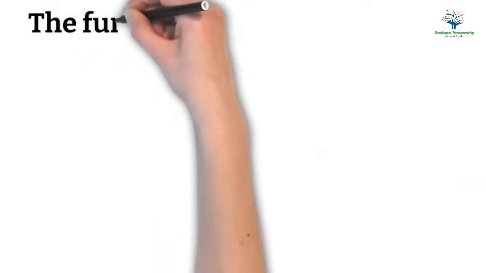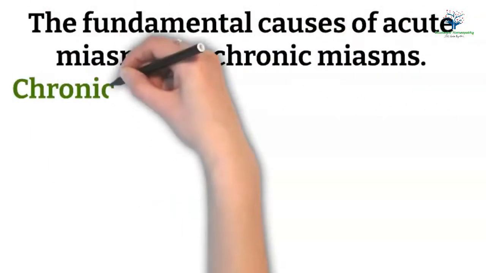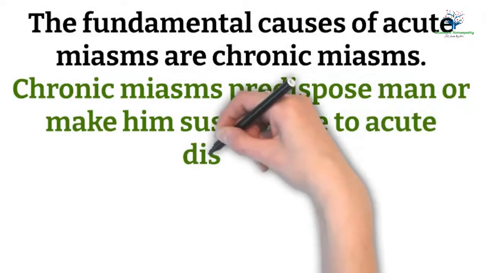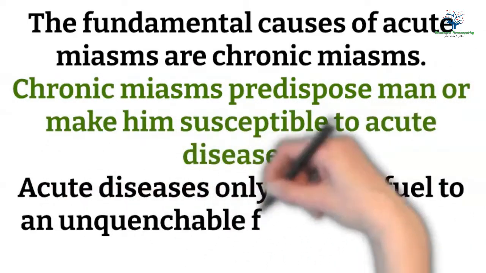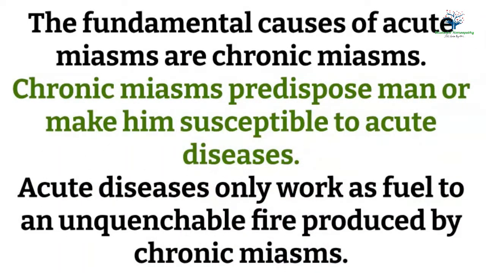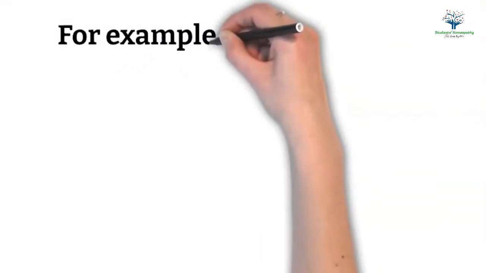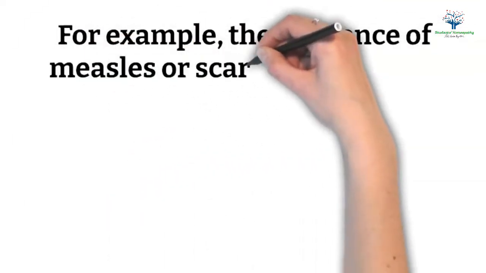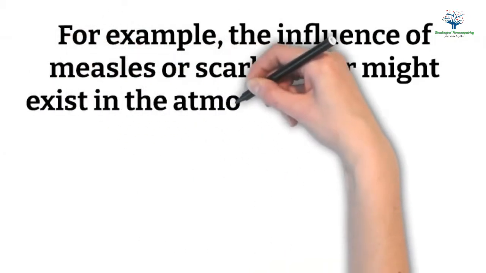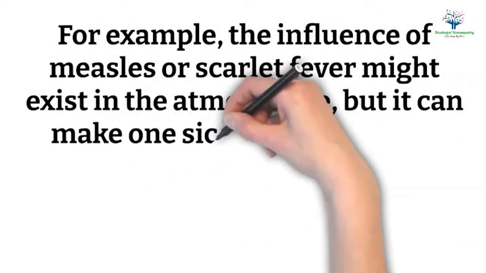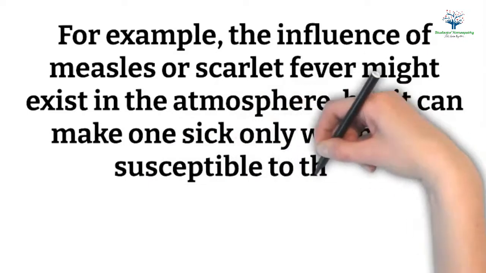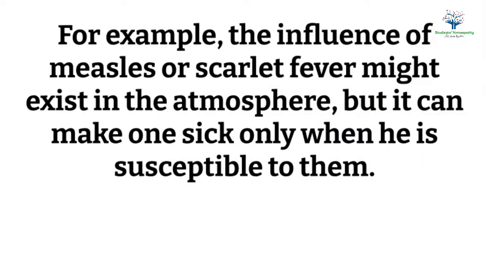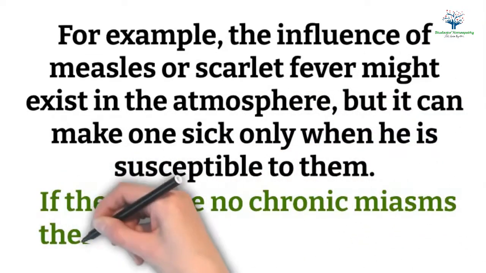The fundamental causes of acute miasms are chronic miasms. Chronic miasms predispose man or make him susceptible to acute disease. Acute diseases only work as a fuel to an unquenchable fire produced by the chronic miasms. For example, the influence of measles or scarlet fever might exist in the atmosphere, but it can make one sick only when he is susceptible to them. If there were no chronic miasms, there would be no susceptibility.